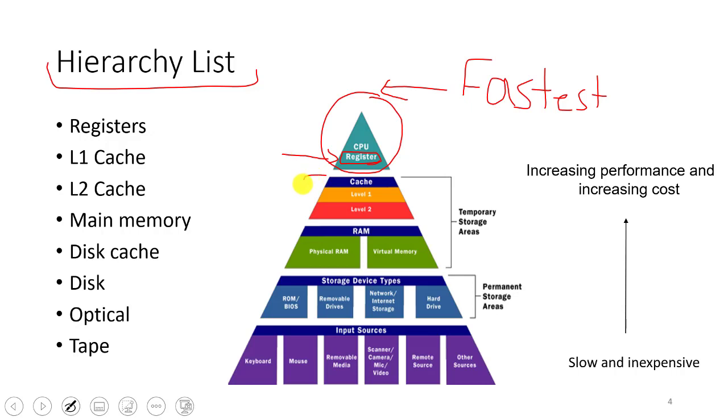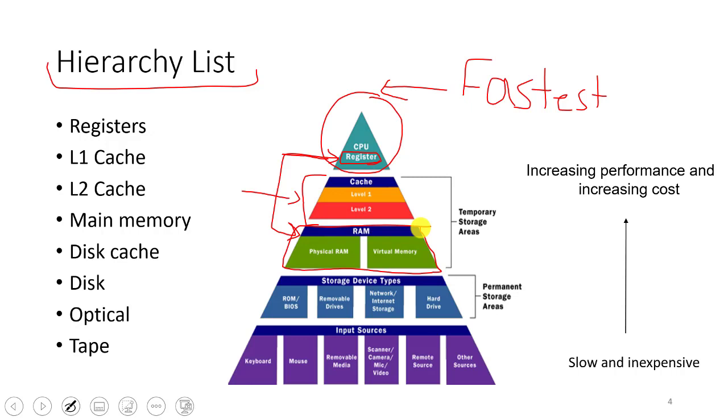Next, we have the cache memory. Cache memory sits between the registers and the RAM. So this is our cache memory. Cache memory is faster than RAM, slower than registers. Then we have the RAM, which is random access memory, which is our main memory. RAM is the main memory, so we call the RAM main memory.